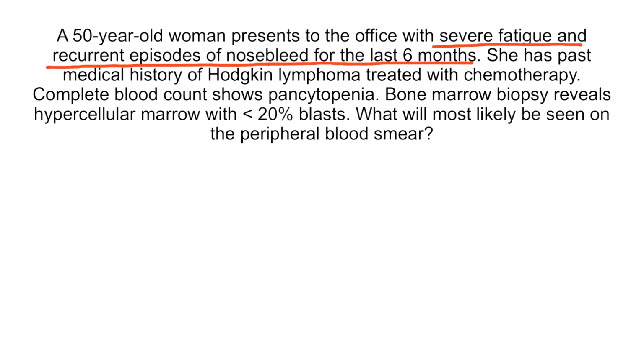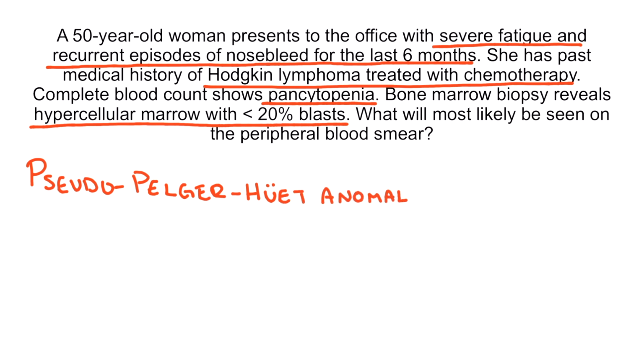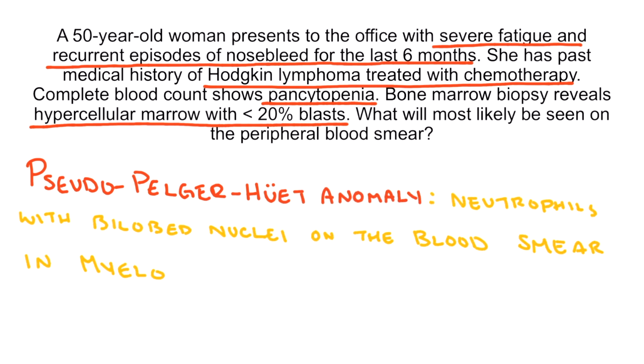Complete blood count shows pancytopenia. Bone marrow biopsy reveals hypercellular marrow with less than 20% blasts. This description is consistent with the diagnosis of the myelodysplastic syndrome. Myelodysplastic syndrome in this patient was likely induced by chemotherapy for Hodgkin's lymphoma. Peripheral blood smear in patients with myelodysplastic syndromes commonly shows pseudo-Pelger-Hewitt anomaly. Pseudo-Pelger-Hewitt anomaly is the presence of neutrophils with bilobed nuclei on the blood smear.